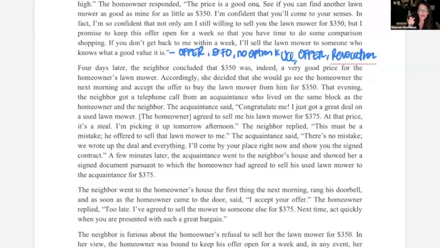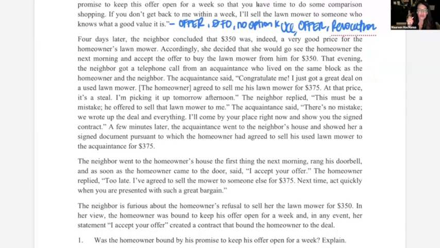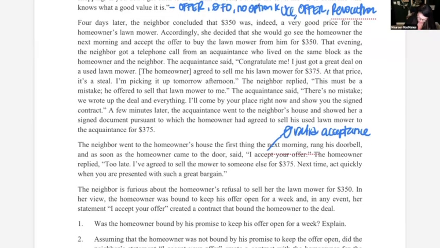The neighbor went to the homeowner's house the first thing the next morning, rang his doorbell, and as soon as the homeowner came to the door, said, I accept your offer. The homeowner replied, too late. I've agreed to sell the mower to someone else for $375. Next time, act quickly when you're presented with such a great bargain. So this is not a valid acceptance, because it was already revoked.